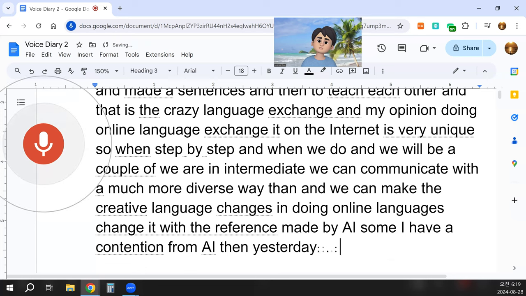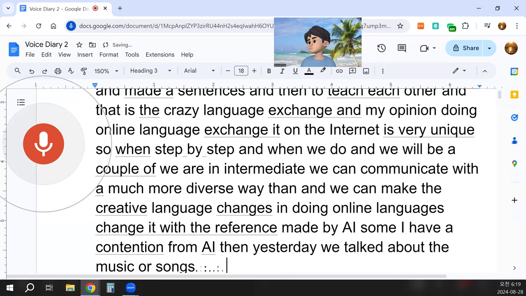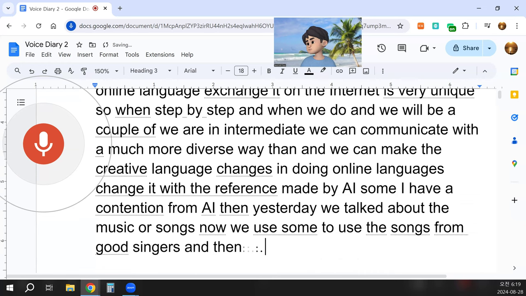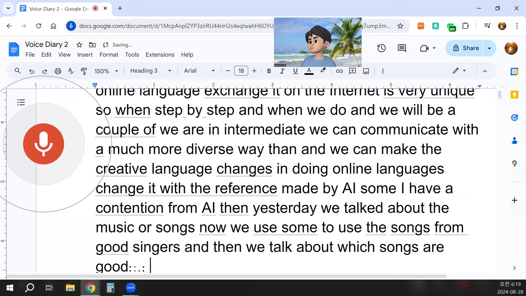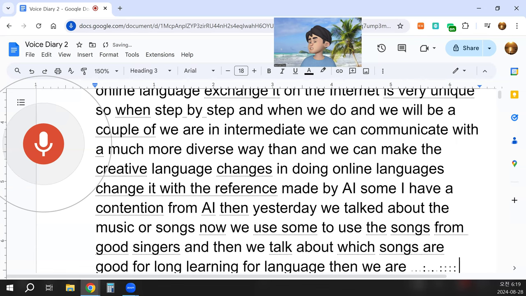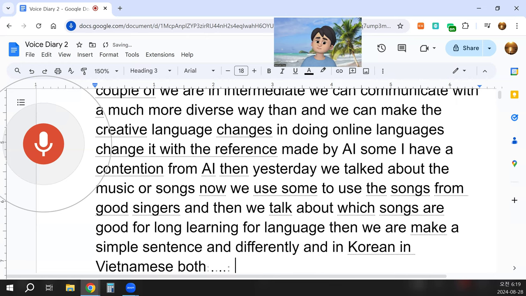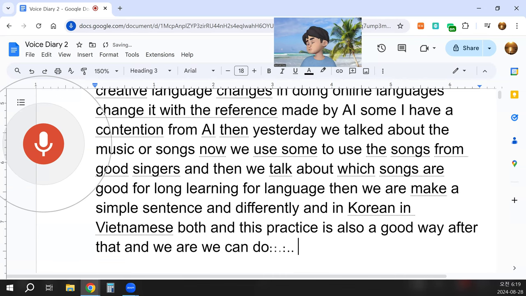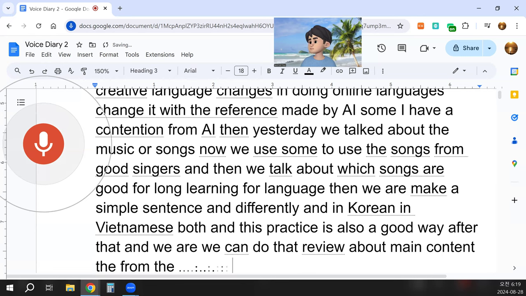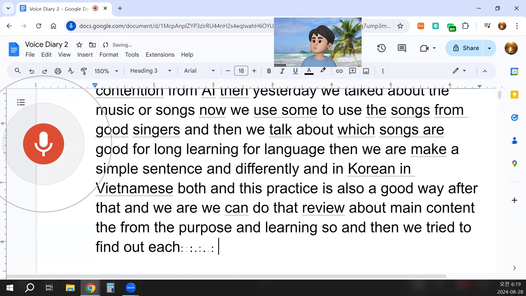Yesterday we talked about music or songs. Now we use songs from good singers, and then we talk about which songs are good for learning a foreign language. Then we make a simple sentence differently, in Korean and in Vietnamese, both. And this practice is also a good way. After that, we can review the main content, the result from the purpose of learning. Then we try to find out from each other which singers and which songs are good for learning a foreign language.